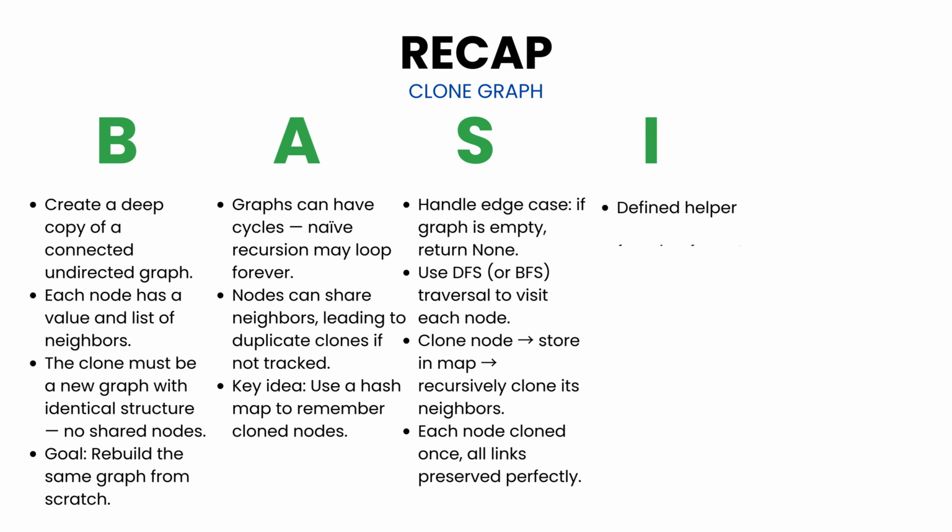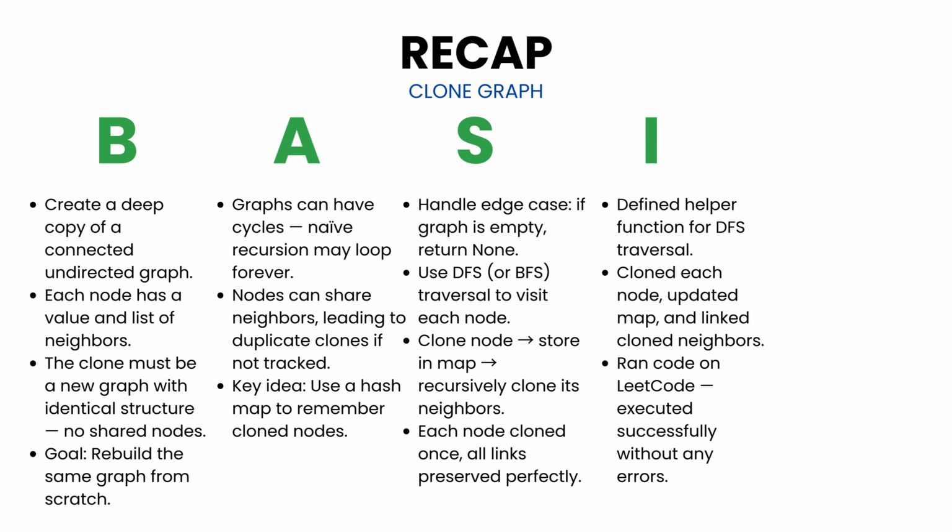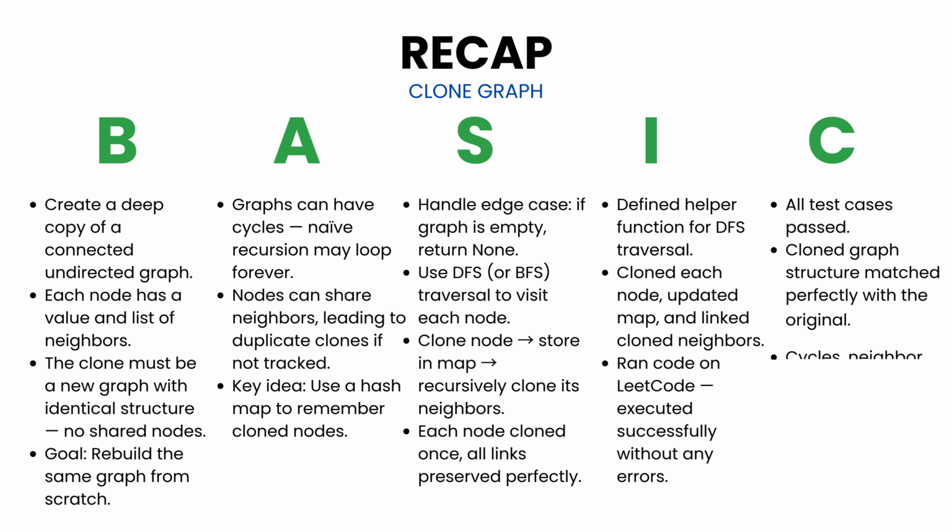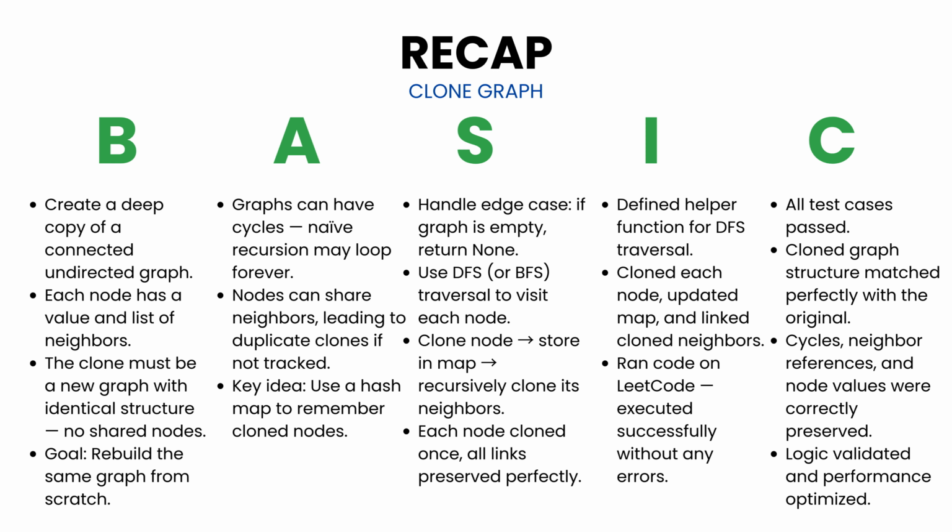Implement recap. We implemented the DFS-based solution, ran it through LeetCode, and it executed flawlessly. No infinite loops, no shallow copies, and no structural mismatches. The cloned graph preserved every connection while remaining fully independent of the original. Check recap. After running multiple test cases, the cloned adjacency lists matched perfectly. All cycles, neighbor relationships, and node values aligned as expected. All test cases passed with optimal performance.